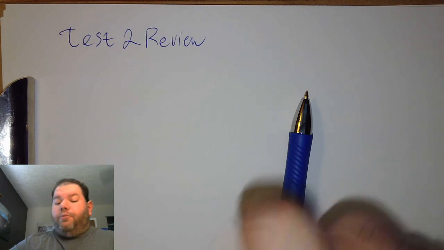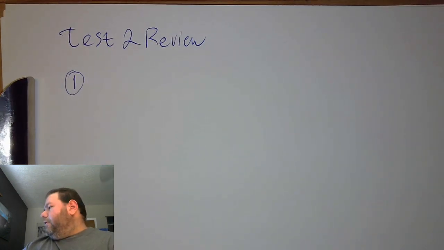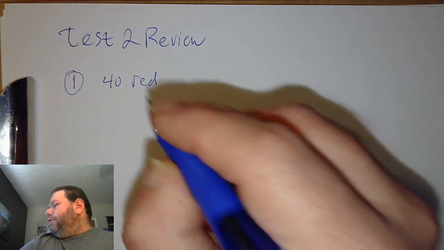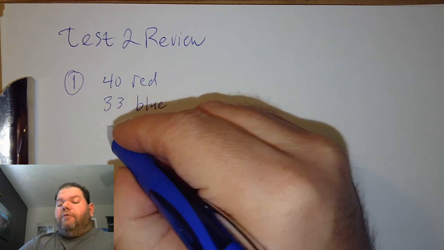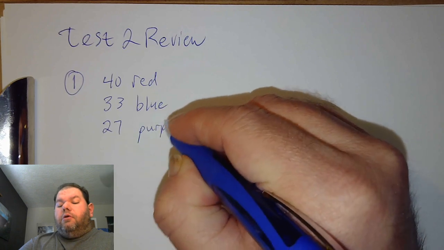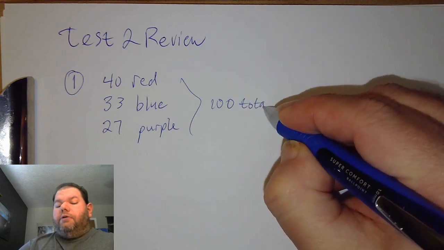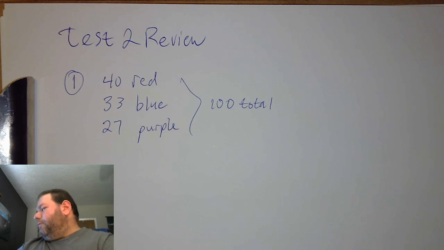Alright, so problem 1. Suppose we have a small bag of jelly beans. The bag contains 40 red jelly beans, 33 blue, and 27 purple. Remember that's actually 100 total if we add those together. Two jelly beans are selected from the bag at random without replacement. Find the following probabilities. A, we select 2 purple jelly beans. B, the first is purple and the second is red.